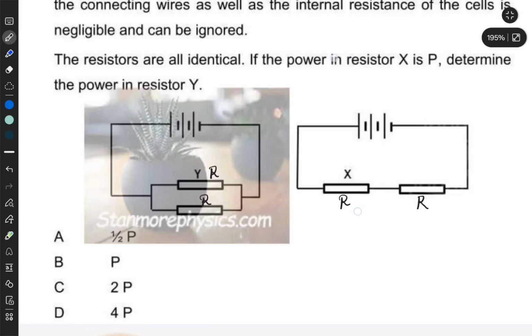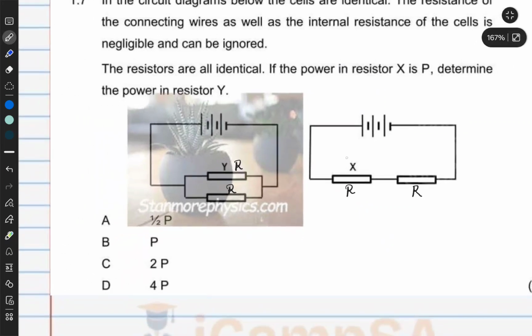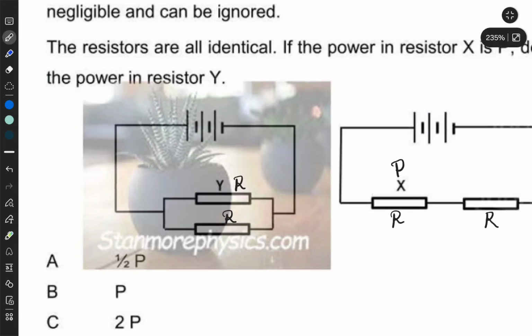We are also told that the power in resistor X is P. So if the power in resistor X is P, determine the power in resistor Y. That's the question. The power here is P. Now, what is the power in resistor Y? If you check our options, these are expressions. They're not discrete values. So it means that the power in resistor Y will be an expression, a comparison to the power in resistor X.